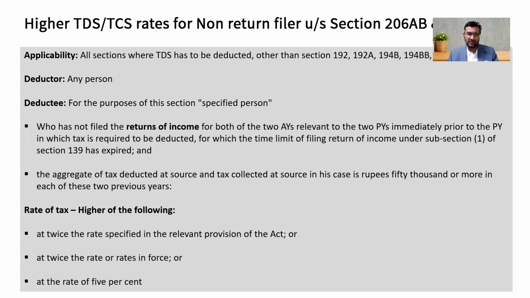So I discussed the rate of the tax, but I'll just take you through the section. The section tells you that it is twice the rate specified in the relevant provisions of the Act, or twice the rate or rate in force, or at the rate of 5%. In our case, since I am discussing Section 194Q, it is 0.1%. Even if I take a double rate, it is 0.2%. So if I take the higher of the following, it will come as how much? 5% as per the third parameter determining the section.